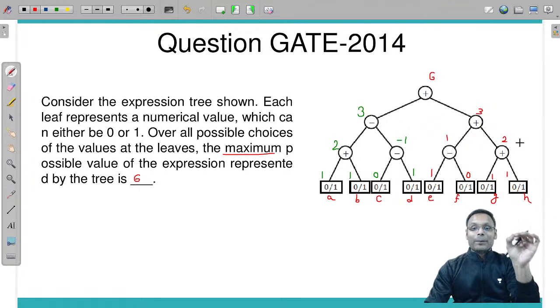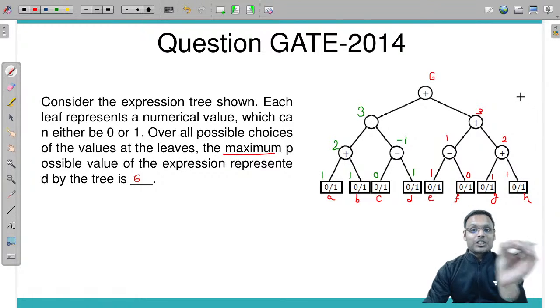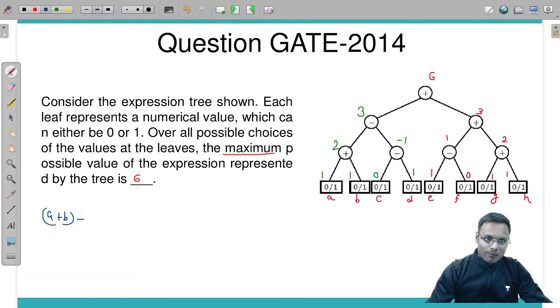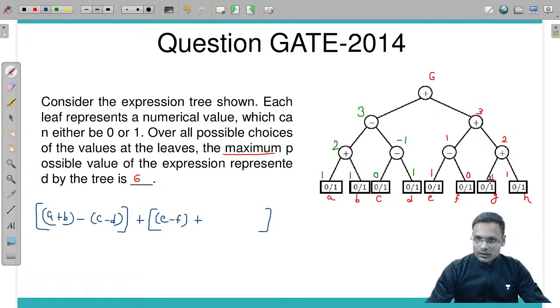Take a particular expression out of this tree. Let's take the expression. How do you take? A plus B. Fine. First of all, I will perform A plus B, and then minus of this, minus of C minus D. C minus D first in the bracket, after that this. And this particular leftmost subtree plus rightmost subtree, and rightmost subtree is having what? E minus F in the bracket first, plus G plus H.